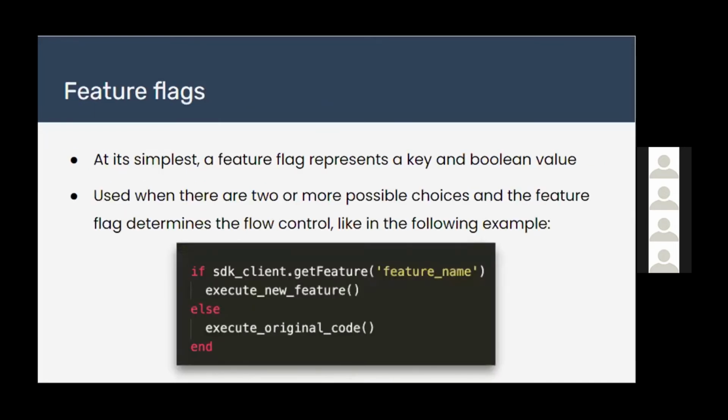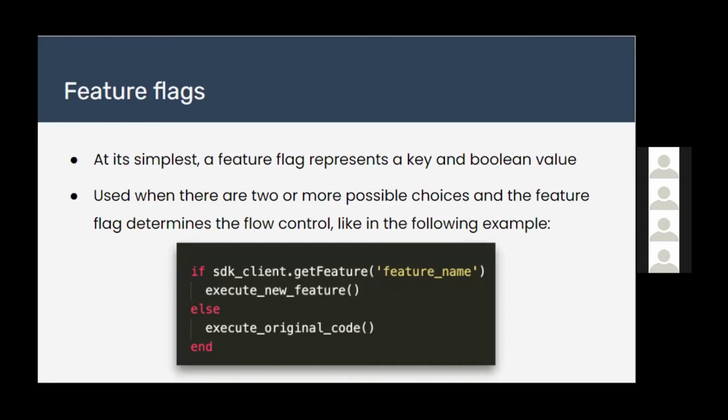To go more in depth as to what a feature flag is, it can be thought of as a key and a Boolean value, like a key-value pair in a dictionary data structure. They are used in the code base as an if statement where there are two possible choices, and the Boolean value of the flag determines the flow control.